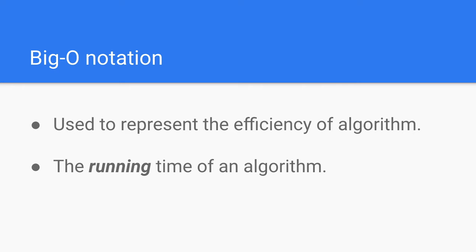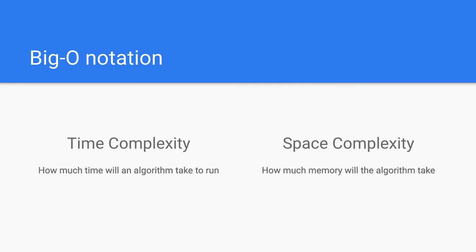Big O notation is used to describe two things in an algorithm. Number one is time complexity. Number two is space complexity. Time complexity means how much time an algorithm takes to complete. Space complexity means how much memory space an algorithm takes. We won't concern ourselves with the space complexity for now and just concentrate on time complexity.